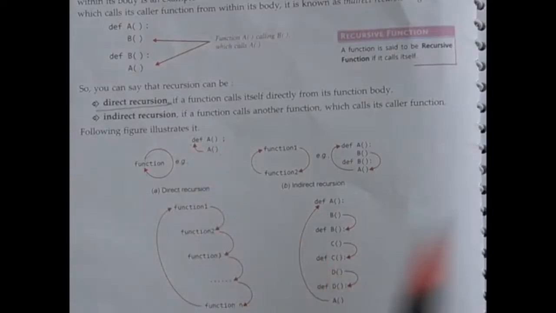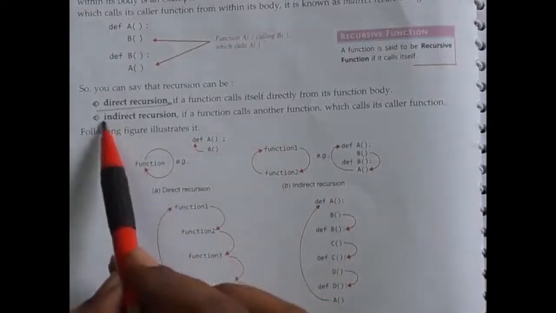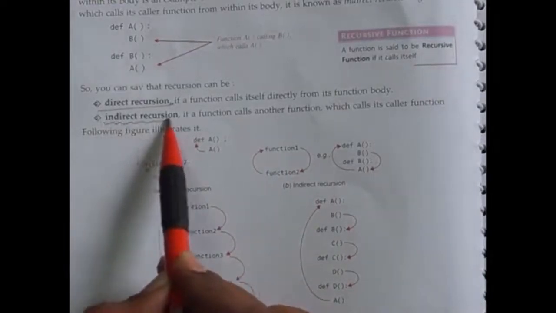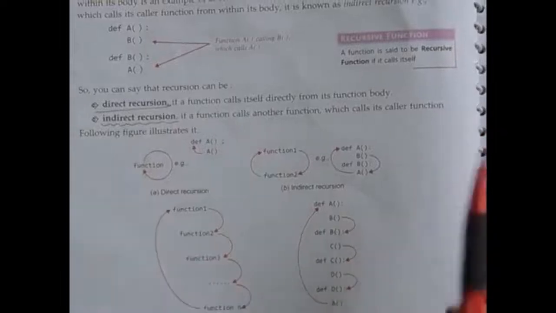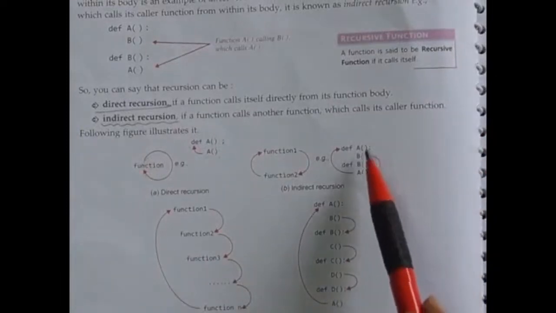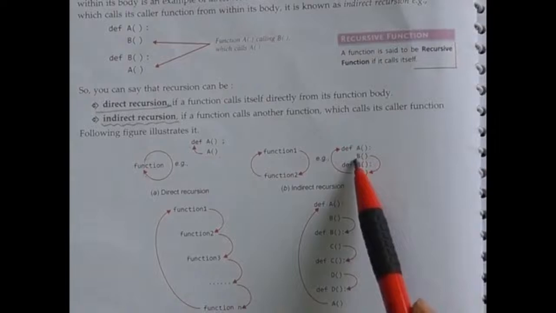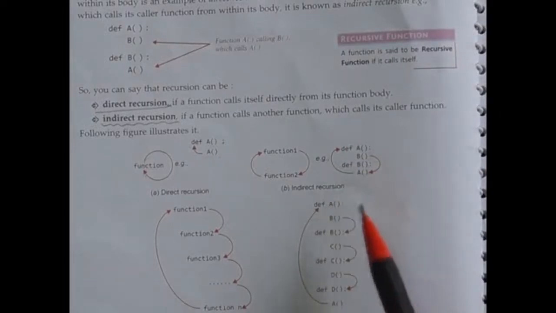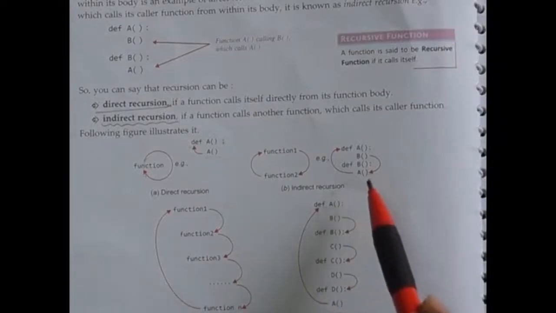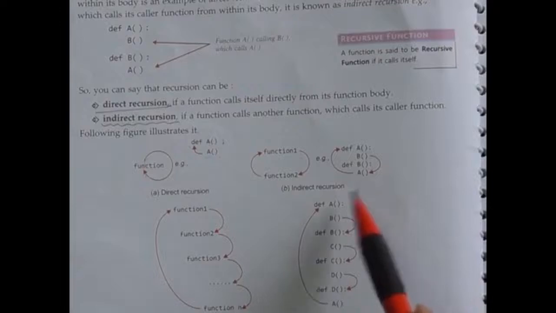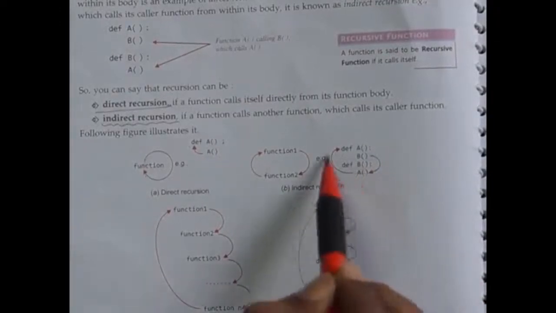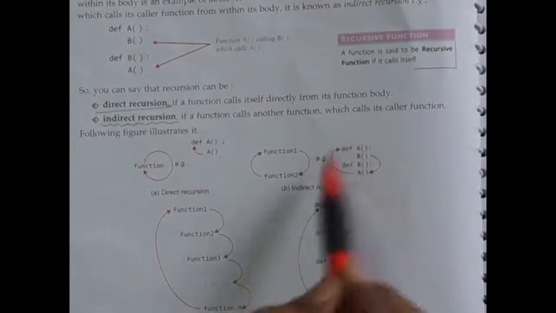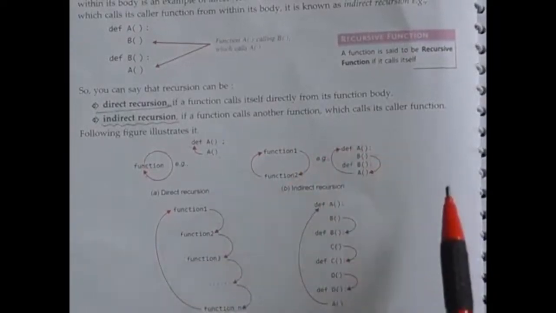Okay, fine. So next, indirect recursive function. You see here, A definition contains a B call statement and B definition contains an A function call statement. A function will call B function and B function will call A function. So this loop will be executed again and again. Understand?